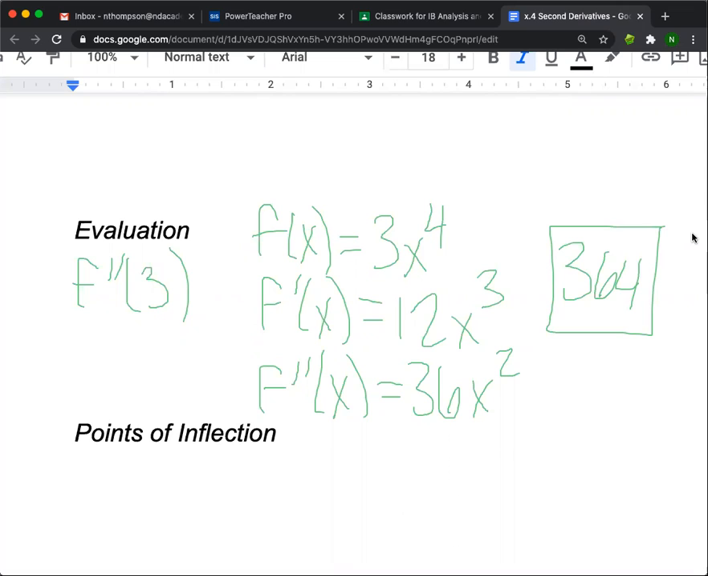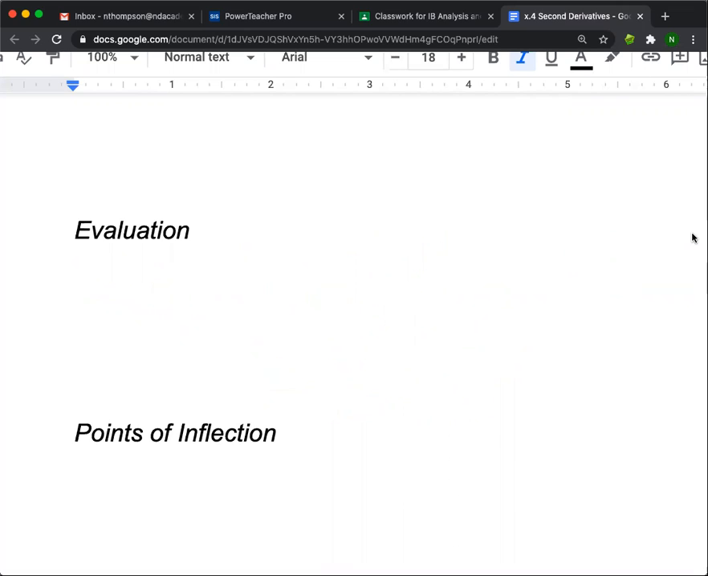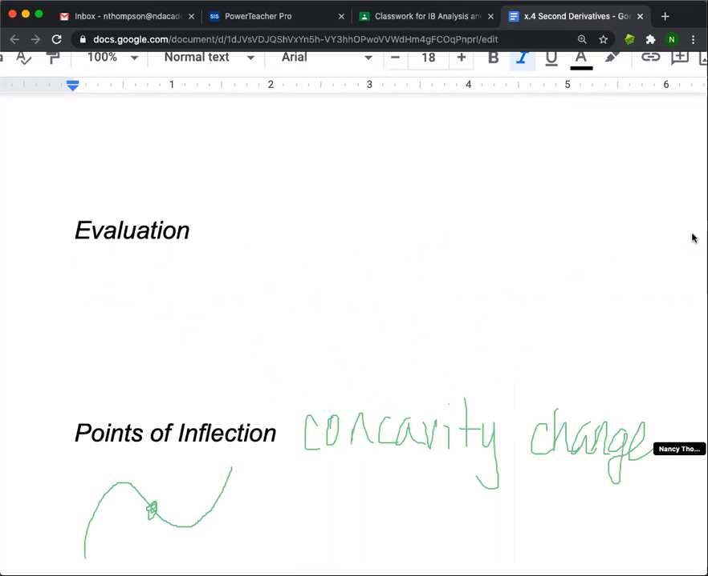So then your next thing on the notes is a point of inflection. Now, some of you might remember that a point of inflection is a point where the concavity changes. And if it's a point where the concavity changes, then that is the same thing as the second derivative being equal to 0. So if I ask you to find the points of inflection of any given function, you would take the second derivative and set it equal to 0.